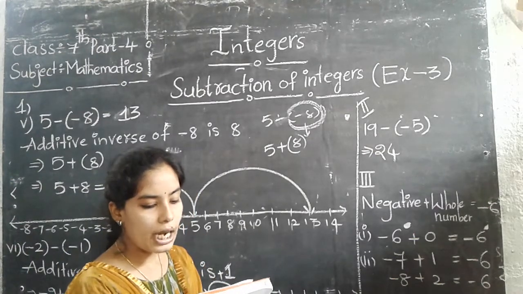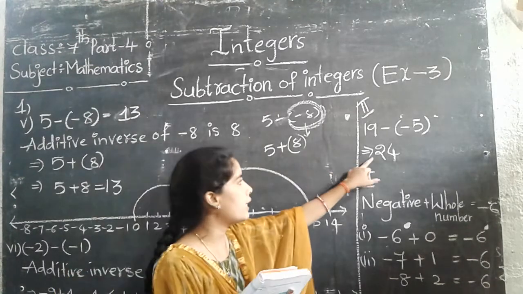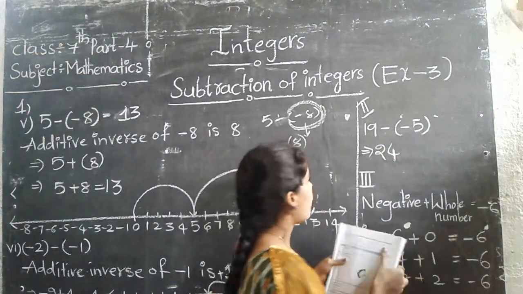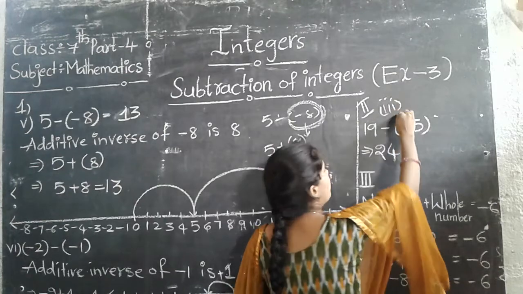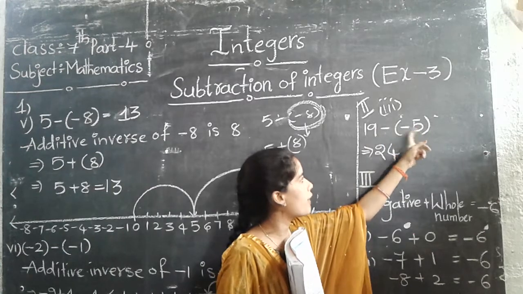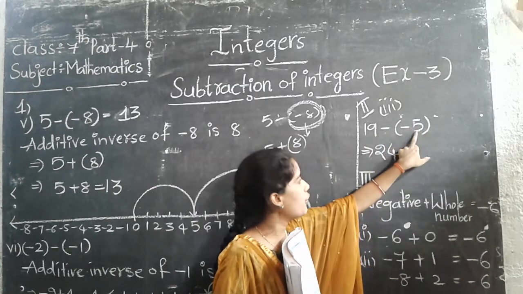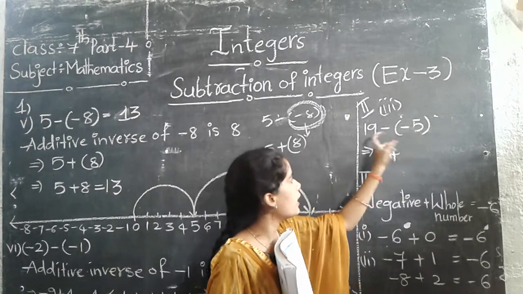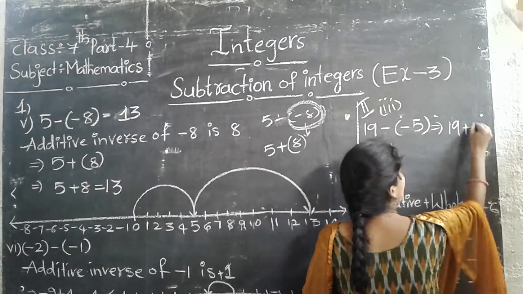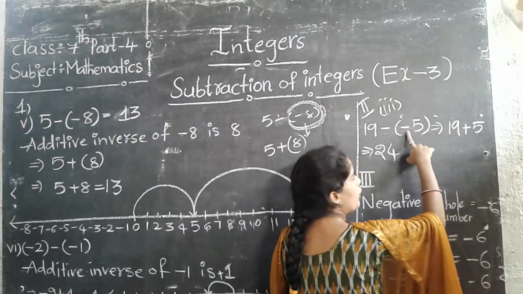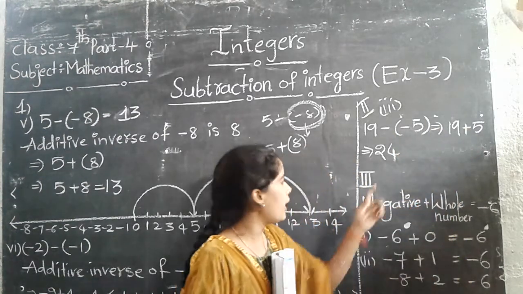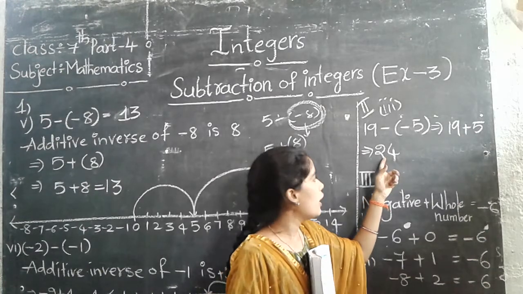Next, second bit, compute the following. Without the number line, we have to directly say the answer. In the second bit, third problem: 19 minus of minus 5. Minus into minus is plus. The additive inverse of minus 5 is plus 5. 19 plus 5. Why are we writing 5? Because the additive inverse of minus 5 is plus 5. The subtraction statement is converted into an addition statement. So finally we get the answer, that is 24.